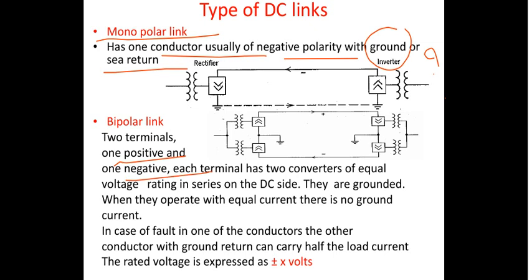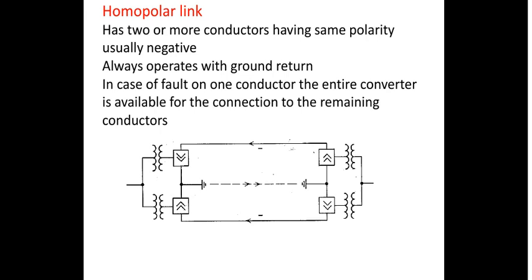Unlike the bipolar link, in the homopolar link you will have two or more conductors having the same polarity, and it always uses ground return. The basic idea was to reduce the insulation cost, but nowadays these links are not that popularly used.